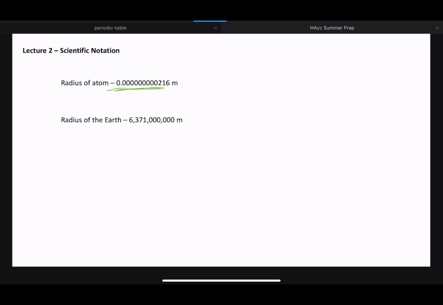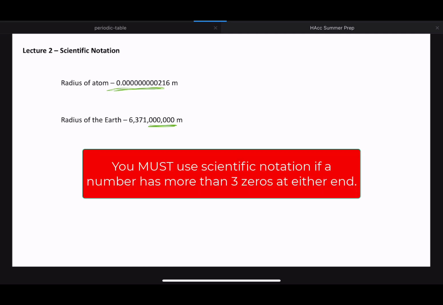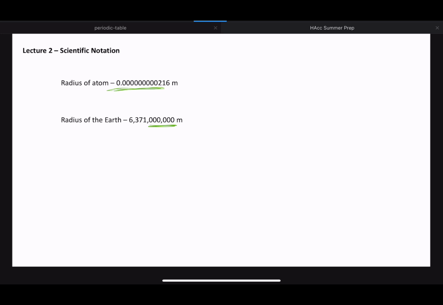Likewise, if things are really, really big, like radius of the Earth, again, lots of zeros. That means room for errors just from not writing the right number of zeros. So there must be a more convenient way to express these numbers, especially given that we're probably going to have to do math with numbers that are either very, very small or very, very large. Scientific notation is just an easier way to express them, especially if we have to do further manipulation. So let's talk about how to do that.